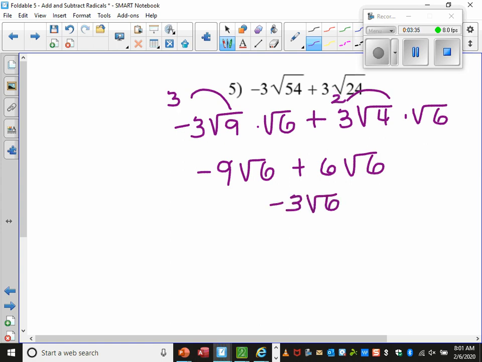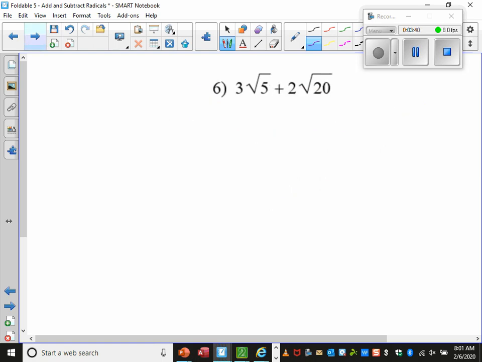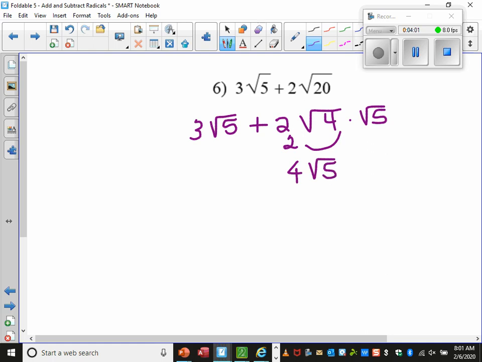Now, you might say, well, what happens if they're different? We should have an example like that. And if not, I will give you one. So here we have 3 rad 5 plus 2 rad 20. So the 3 rad 5 is in simplest form. We'll take the 20, simplify that to 4 times 5. Take the 2 out. That'll give me 4 rad 5 plus 3 rad 5 will give me 7 rad 5.